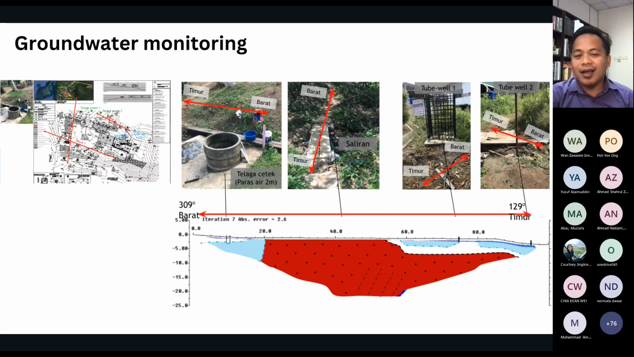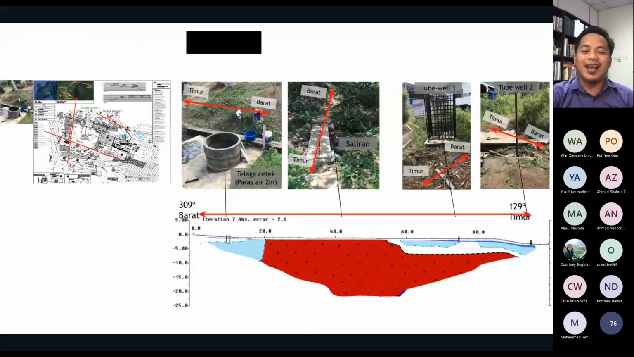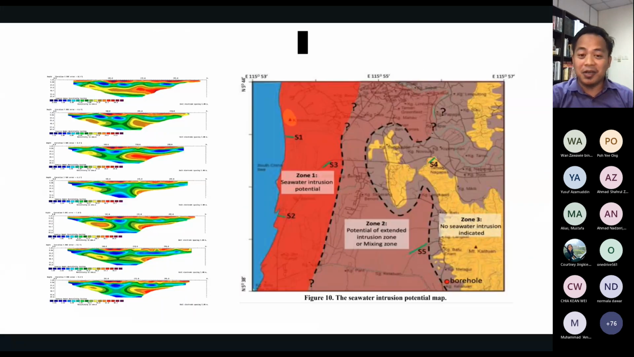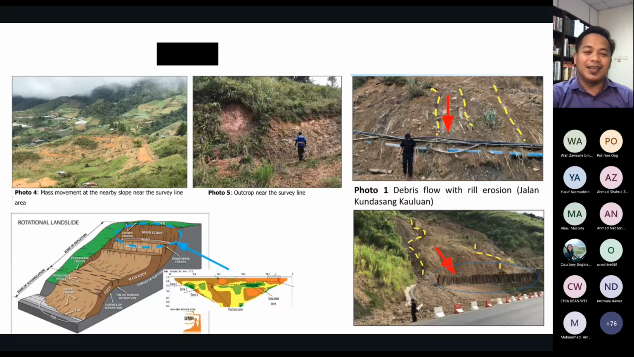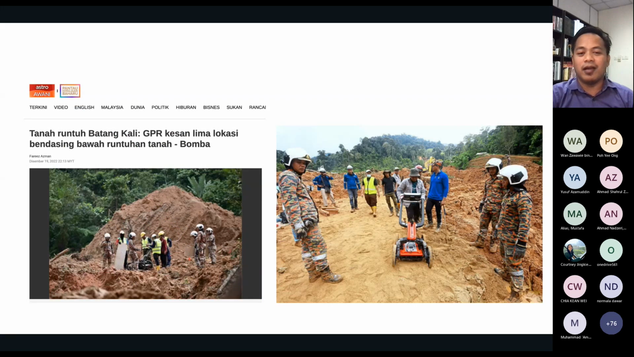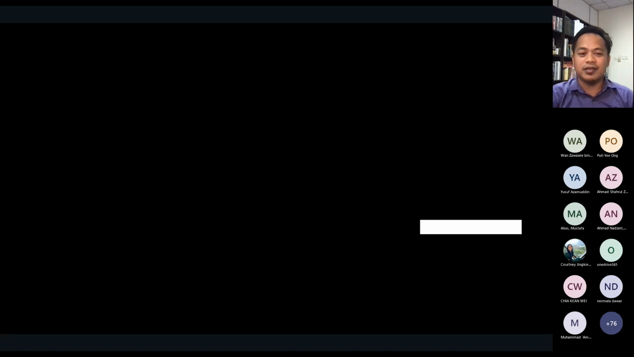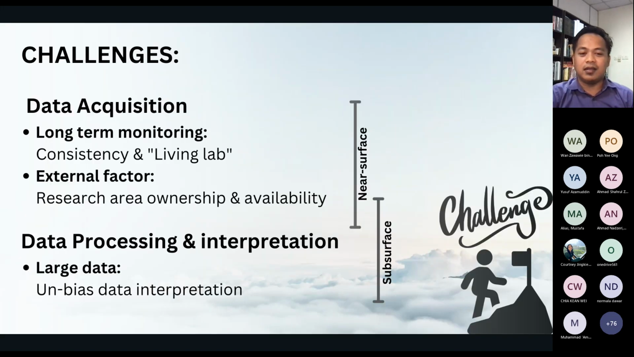So there is another thing that I think science is unable to solve, because it's more on the human being's problem. Okay. So another challenge is on the external factor, ownership and availability.